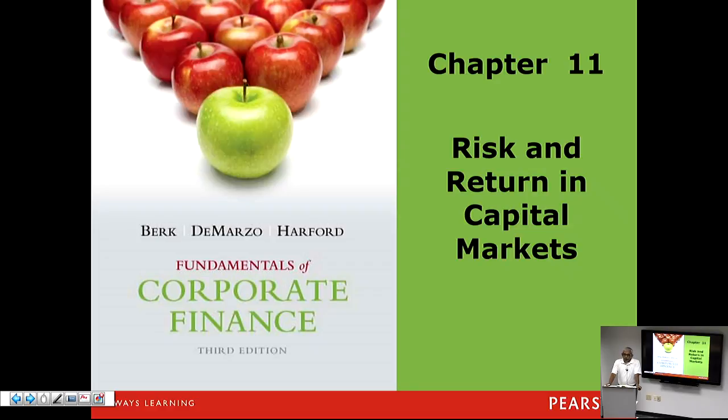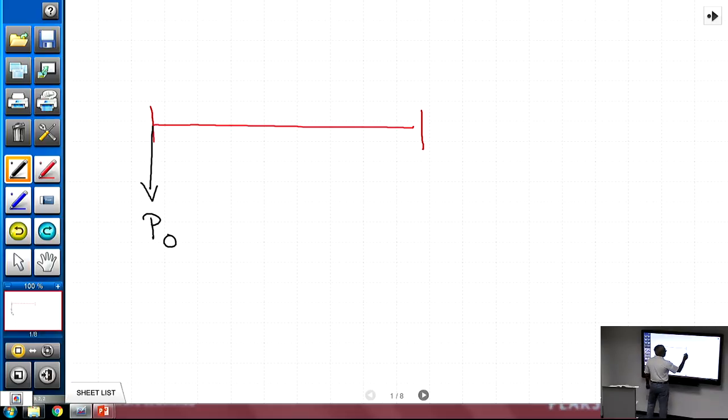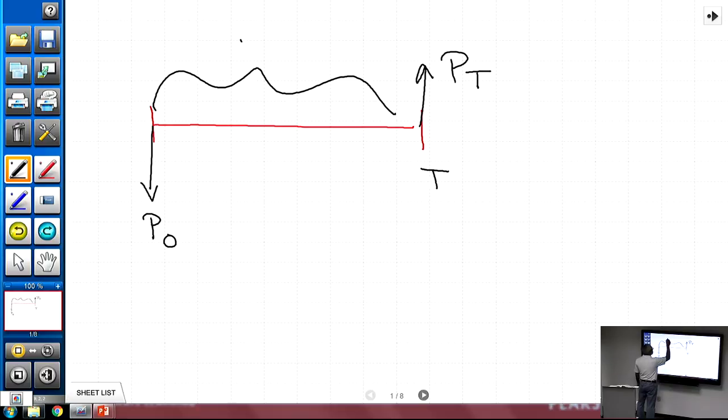a return on our investment, meaning that if we invest a sum of money today, I'm expecting that at some period in the future, I'm going to get something more than what I invested. And in the interim, I may be paid some dividends. Maybe, doesn't have to be, but I may receive some dividends.